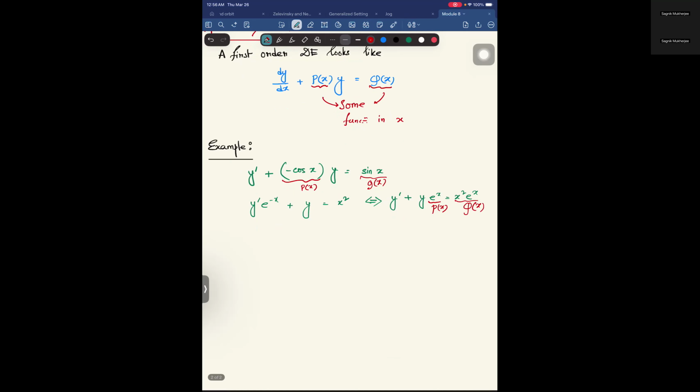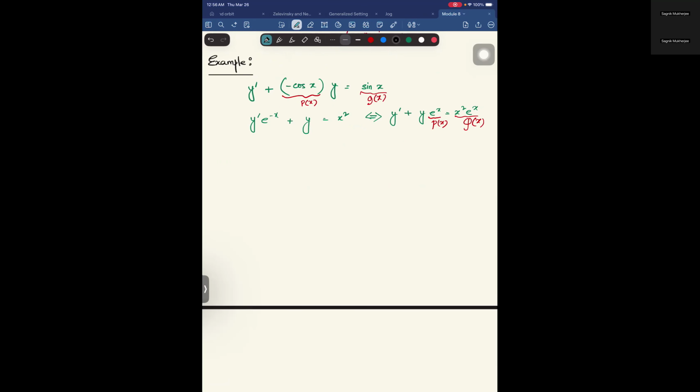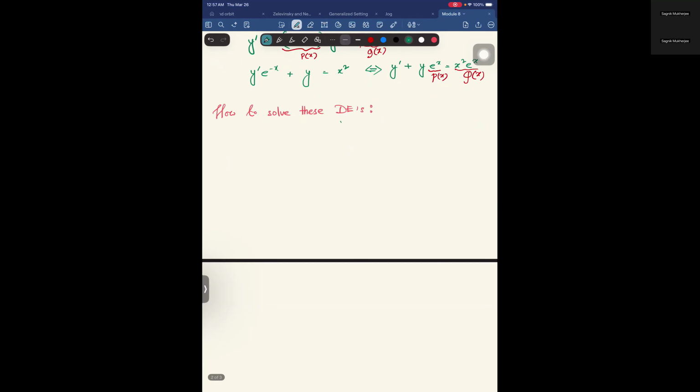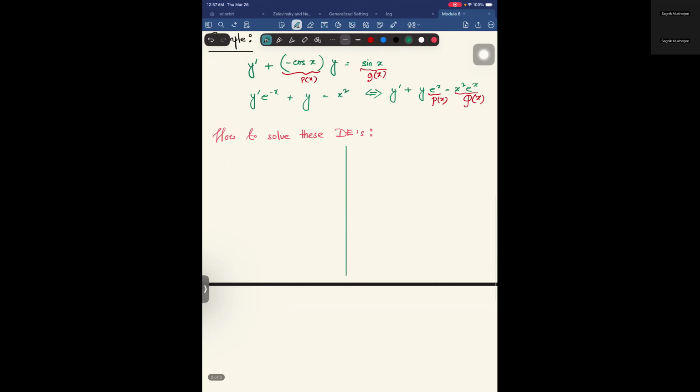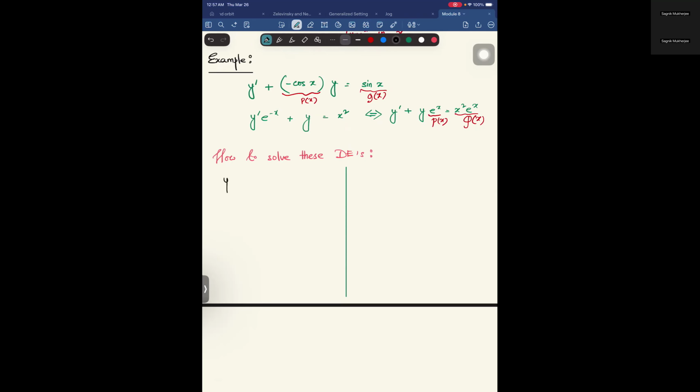So now the question is how to solve these equations. And fortunately, there is a very nice strategy to solve this equation. So how to solve it? Well, I'm going to do a live example and then also I'll tell you the theory. So suppose your equation is something like this, y prime equals px y plus qx.